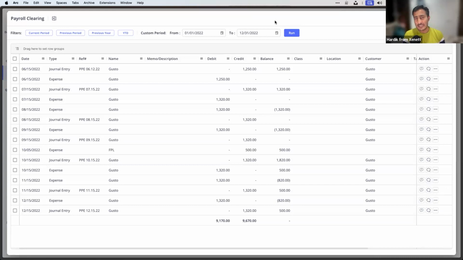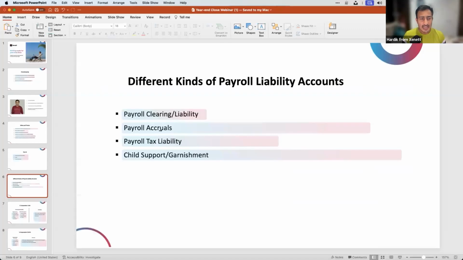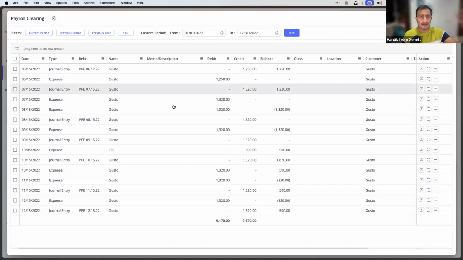Now, I have also seen a different kind of payroll liability account, which is actually the payroll accruals. Typically, we follow this practice where whenever we make any accrual entries for the payroll, we don't merge it with the typical payroll clearing or payroll liability account. We actually keep it separate, because then we can easily keep track of it. Because if we keep merging it with this account, it becomes very difficult to reconcile.